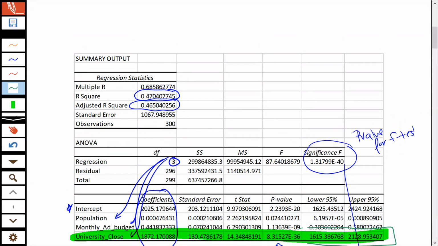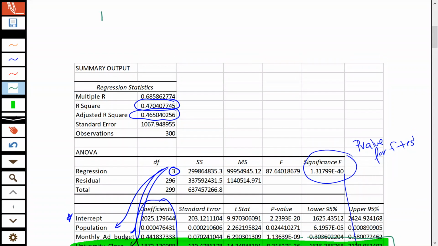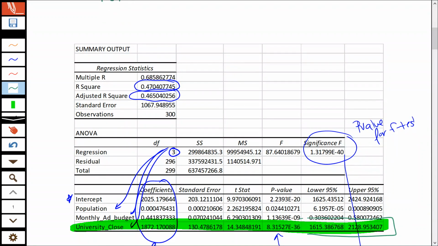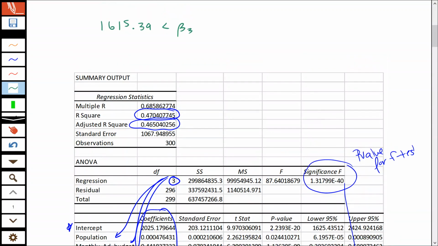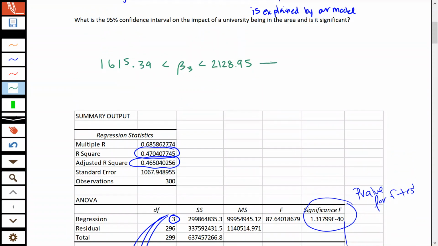So it tells us that the lower bound there is 1615.39 if I round that. And so that is the lower bound on that third coefficient, and the upper bound is 2128.95. And so really, we can interpret this confidence interval as almost like the range of possibilities.